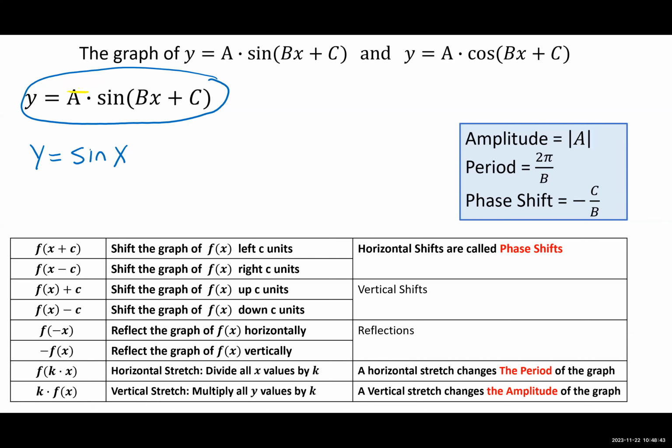If there's a multiple out front, that is going to be a change in the amplitude. That's a vertical stretch, same as before. It's always the same. If you have a multiple outside of your function, it's going to multiply all y values or stretch the graph vertically. So we're going to call that amplitude.